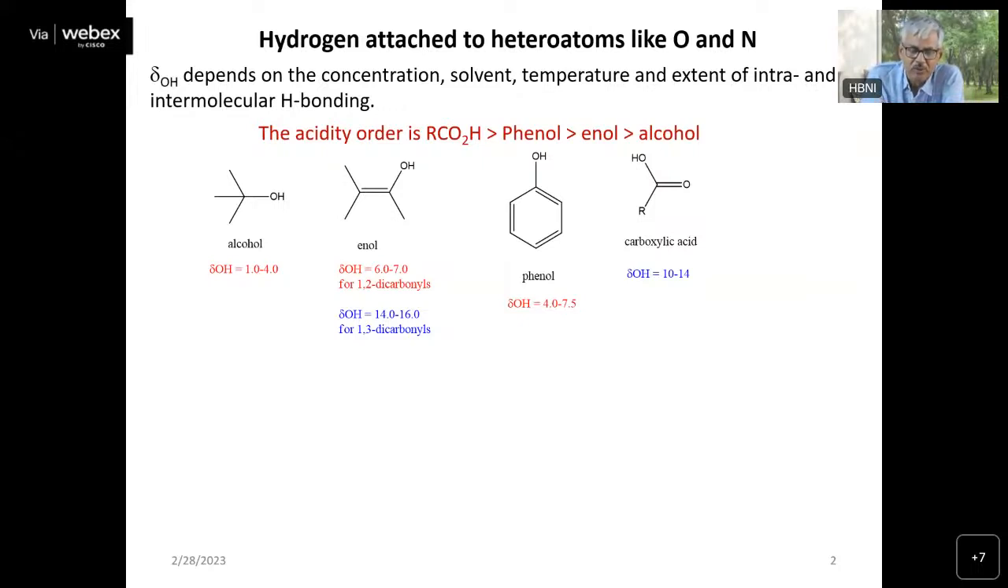Okay, but if you see this hydroxyl group, the phenolic and the enolic hydroxyl, are changing. Yes, sir. Changing.